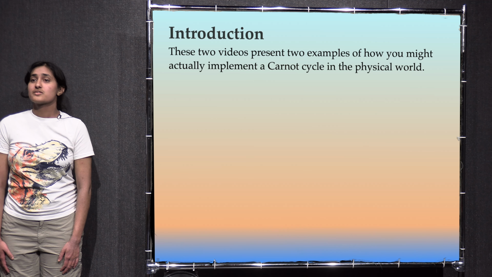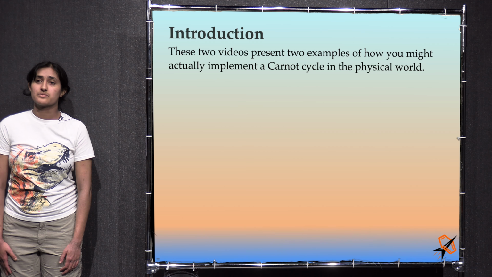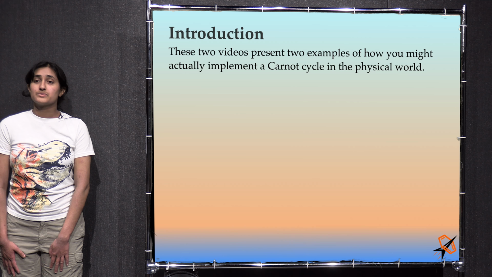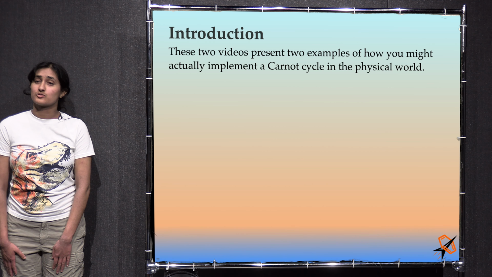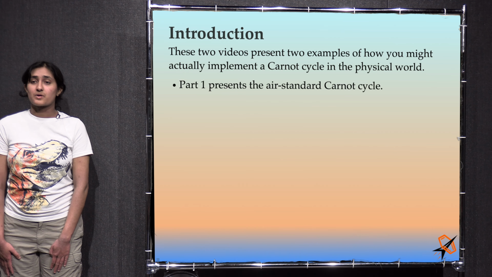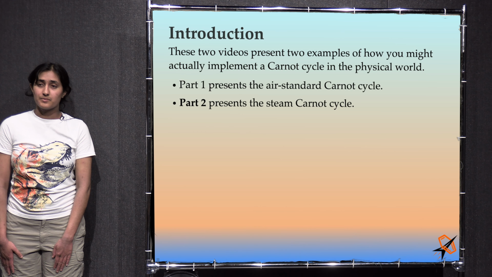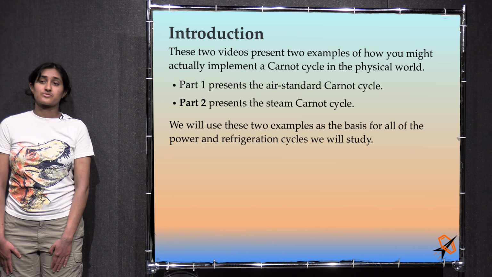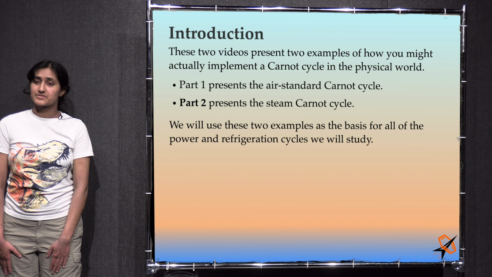These two videos, Sadi Carnot and the Power of Fire, the 1824 edition, Part 1 and Part 2, present two examples of how you might actually implement a Carnot cycle in the physical world. Part 1 presented the air standard Carnot cycle, and Part 2 presents the steam Carnot cycle. We will use these two examples as the basis for all of the power and refrigeration cycles we will study.